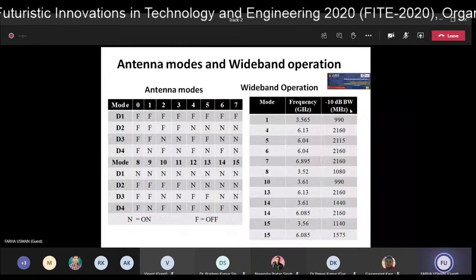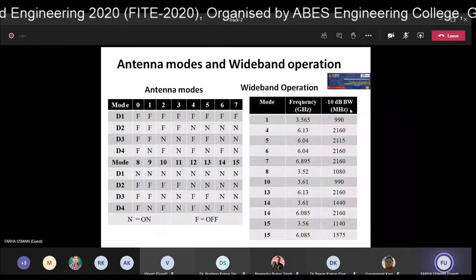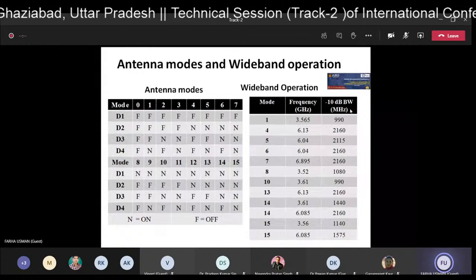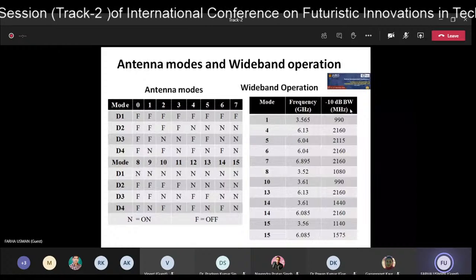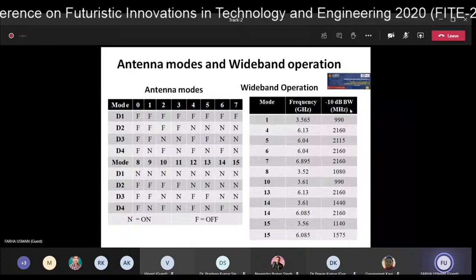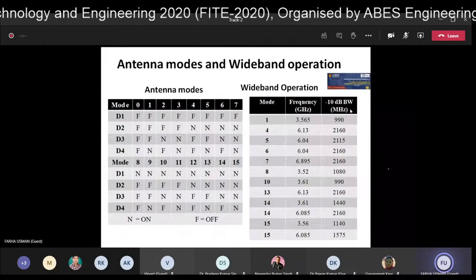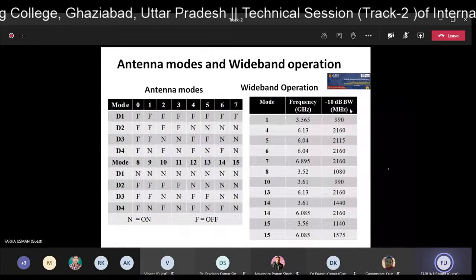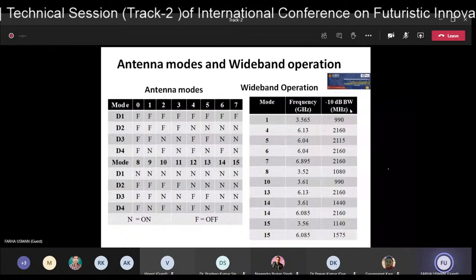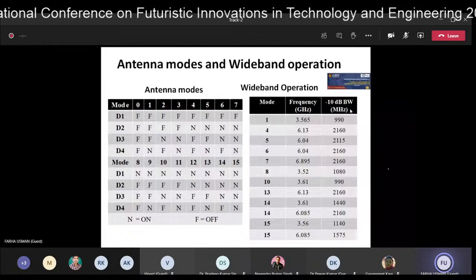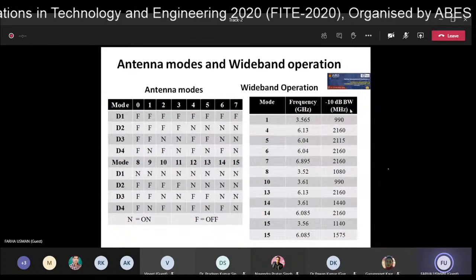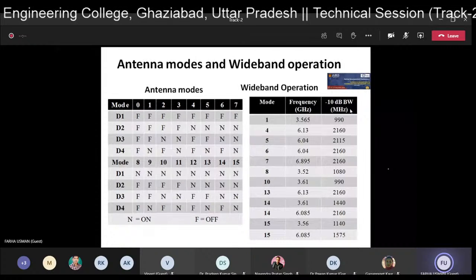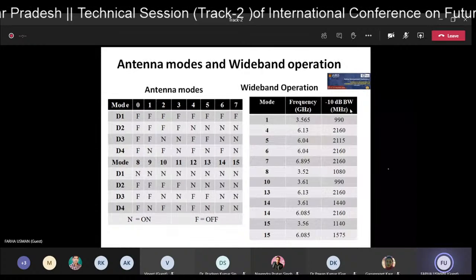Depending on the antenna modes, the antenna offers wide band operation. A wide band operation of an antenna basically refers to a bandwidth somewhere greater than 500 megahertz. We can see the result on the screen. The wide band operation is in mode 1 for frequency 3.565 gigahertz. It offers a bandwidth of 990 megahertz. It is minus 10 dB bandwidth.